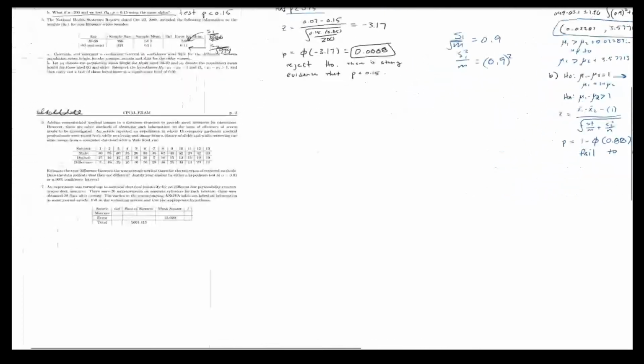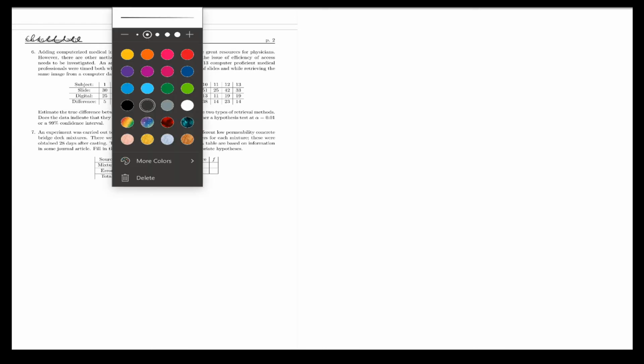Okay, number 6 here. I'll just get it started because I want to get to the ANOVA table. So let's maybe not go all the way through number 6, but I'll just get it started. Number 6 here.